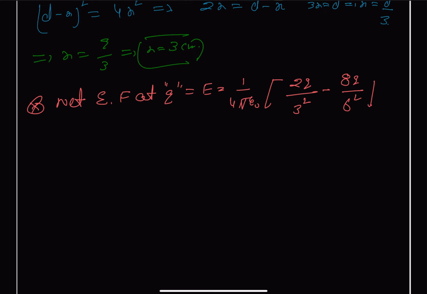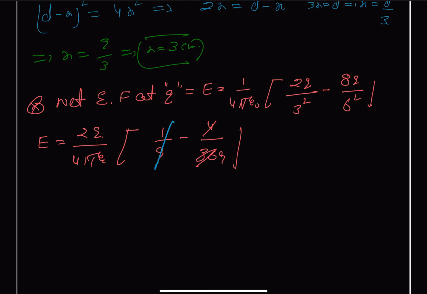And we can take common, so we get our electric field is equal to, we take 2Q as common, so this comes as 1 upon 4 pi epsilon naught, and here we have 1 upon 9 minus 4 upon 36, and this comes as 1 upon 9, and 1 upon 9 cancels with 1 upon 9, so we get the value of electric field is equal to 0.